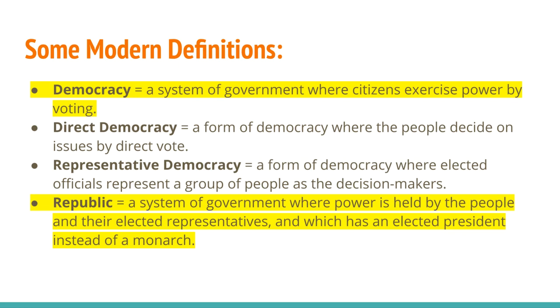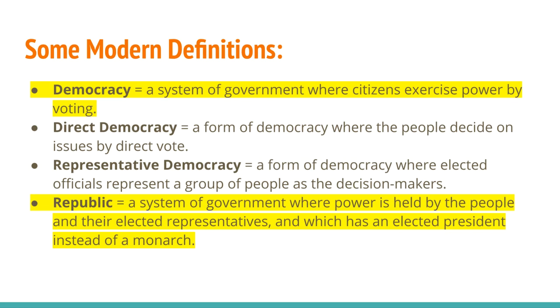A representative democracy, on the other hand, is a form of democracy where elected officials represent a group of people as the decision makers. Okay, so a very key difference there. In the direct democracy, there's no such thing as a representative. We don't elect people in the direct democracy. But in a representative democracy, you, the voter, vote people into office who then make decisions for you and on your behalf.